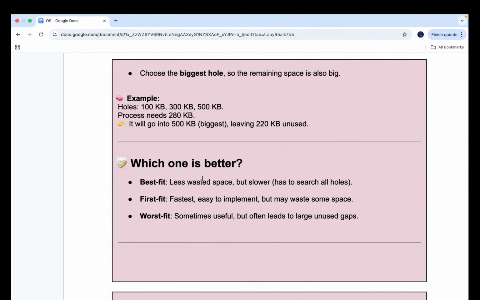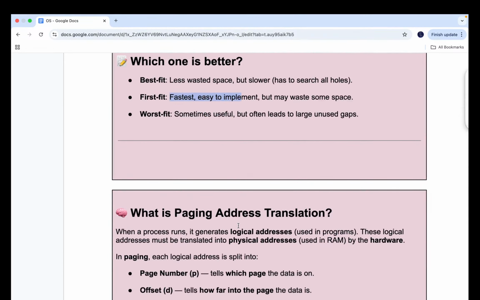Which is better? Best fit: less wasted space but slower. First fit: fast, easy to implement, but may waste some space. Worst fit: sometimes useful but often leads to large unused gaps.